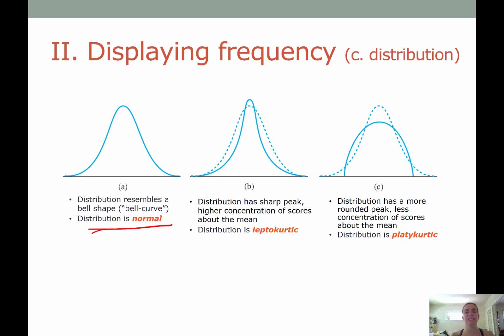A distribution that's not quite a bell curve shape, but looks like it's sucked in on the sides, like you put a vacuum in there and sucked in the sides, that's what we call leptokurtic. It has a sharper peak at the top, meaning there's a higher concentration of scores about that mean, and the tails are thinner. And a distribution that's the opposite of that, where it looks like you puffed out the distribution, is called platykurtic, or maybe like you put your hand on the top of it and smushed it down so the sides pop out. That's a platykurtic distribution. So it has a more rounded peak and less concentration of scores at the mean or in the middle, and they're more spread out.